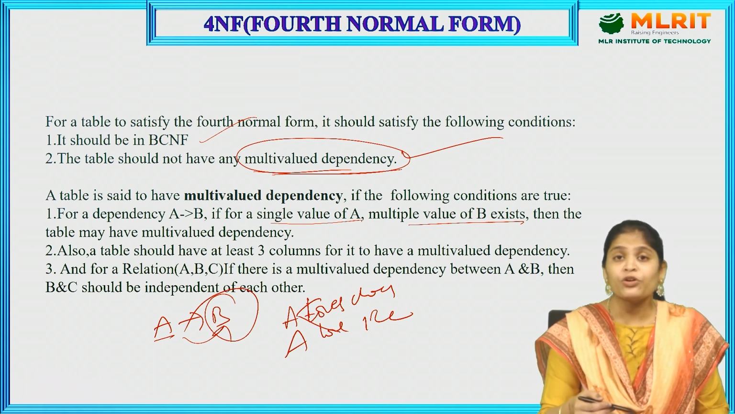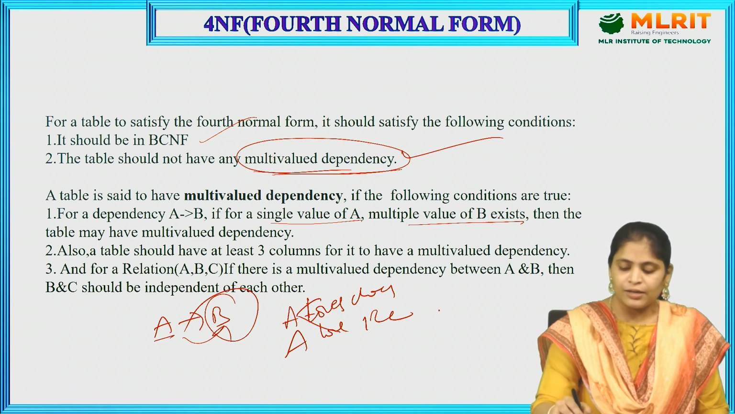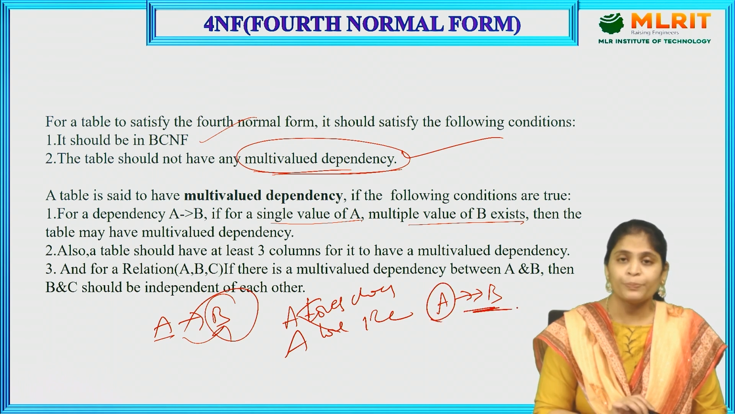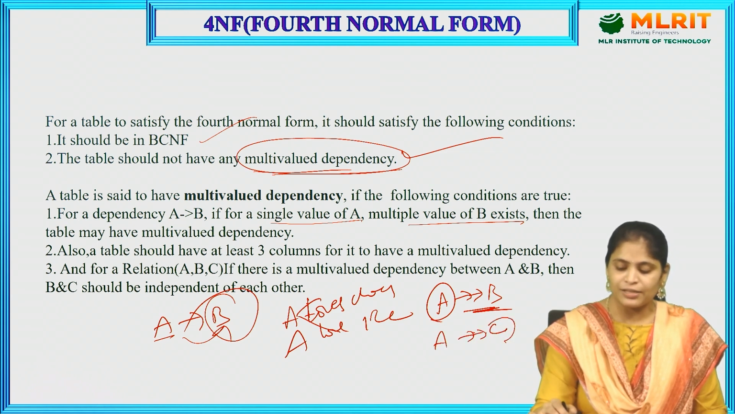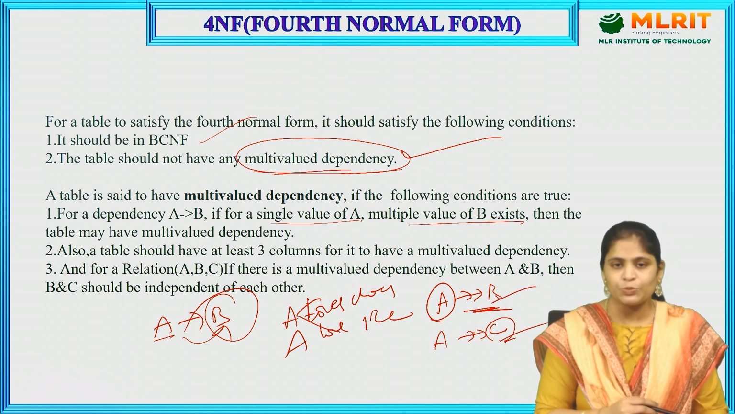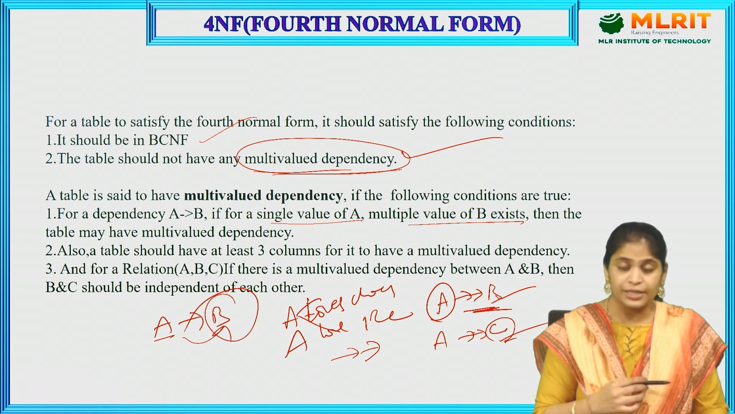I have enrolled in multiple courses. That is also a multiple dependency, which can be represented like this. That means A has multiple values of B. Again, A has multiple dependency on C. For example, this is another column: I love chocolates, I love ice creams. It is represented by the symbol like this, a multi-value dependency, double arrow mark.